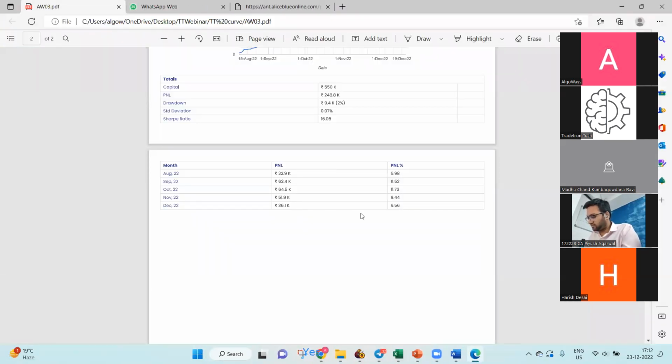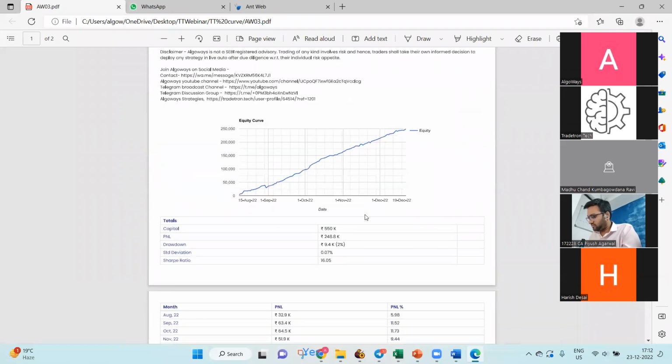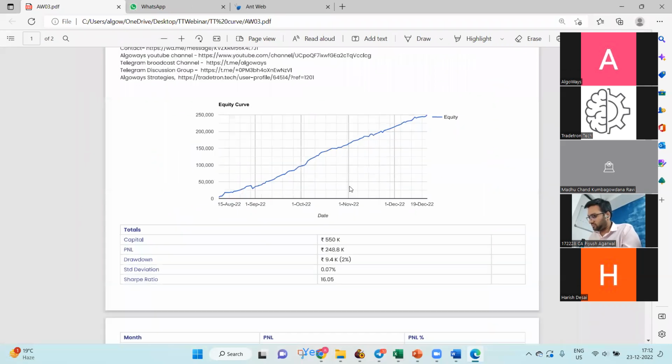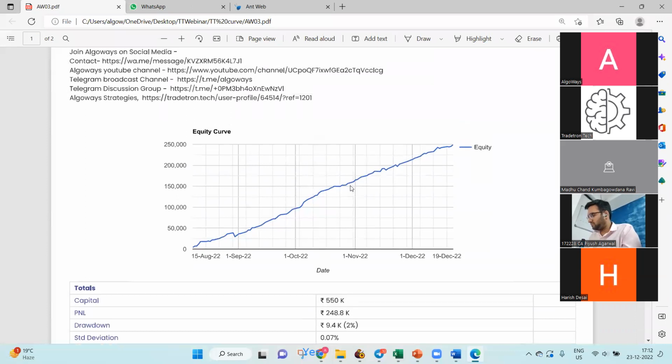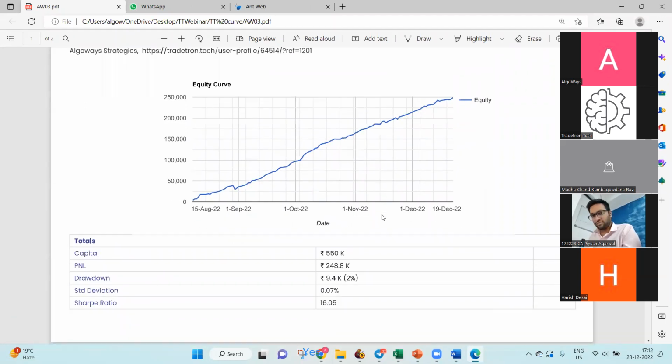Now this is, I hope this is visible. This is the equity curve of one of the strategies taken from TradeTron. This is my strategy, AW03. Is it visible? Can somebody confirm the equity curve?